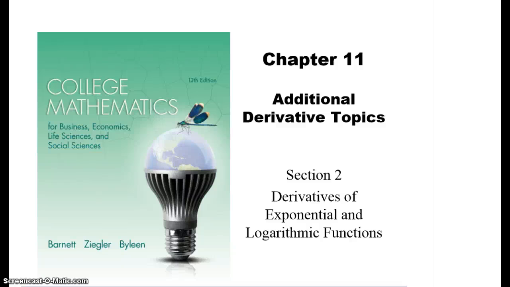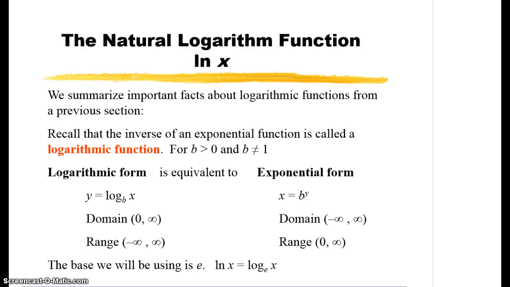Okay, we're still in 11.2 of Barnett, and we're now going to take a look at the natural log function and its derivative. So remember that the inverse of the exponential function is what gave rise to what we call the logarithmic function. Okay, that's when b is bigger than 0, the base, and it's also different than 1. So when we introduced this back in chapter 2, we had y equals log base b of x. We said that's equivalent to x equals b to the power of y.